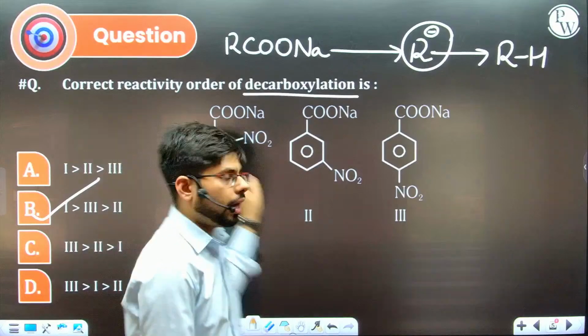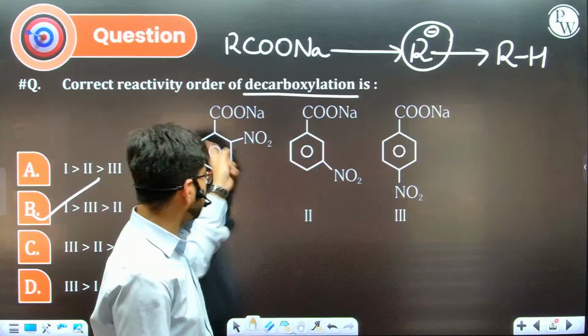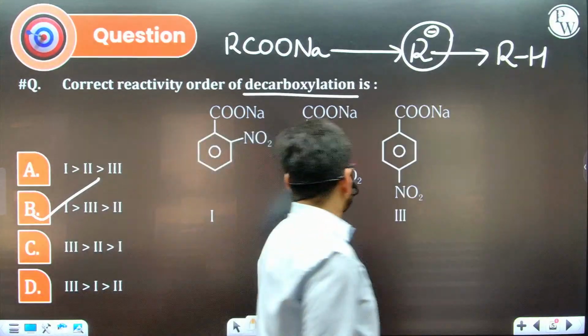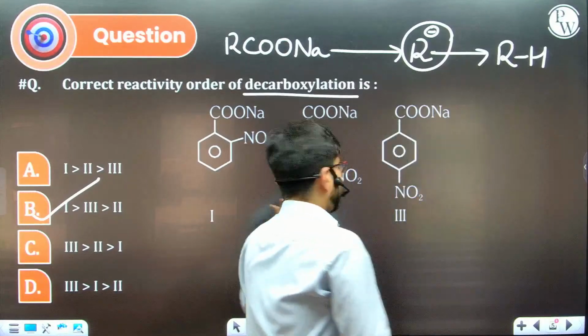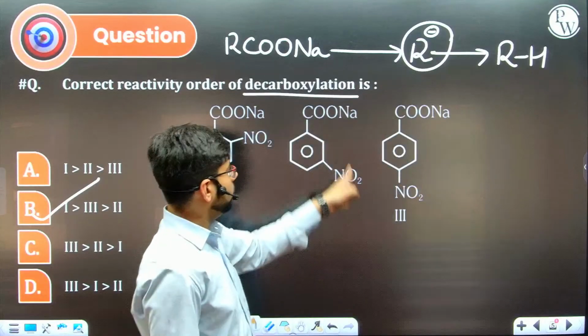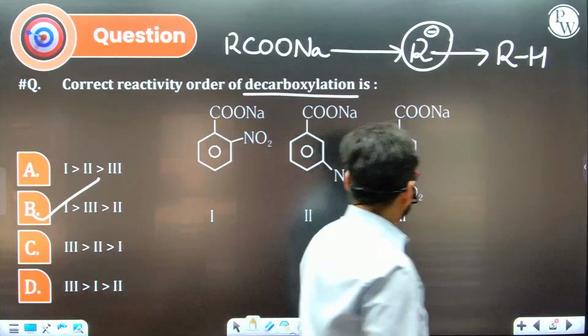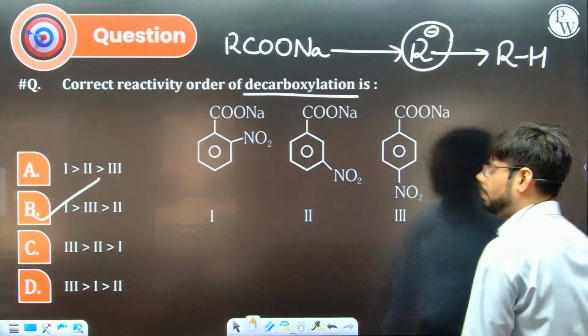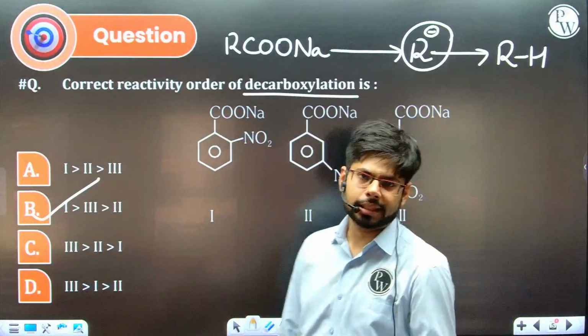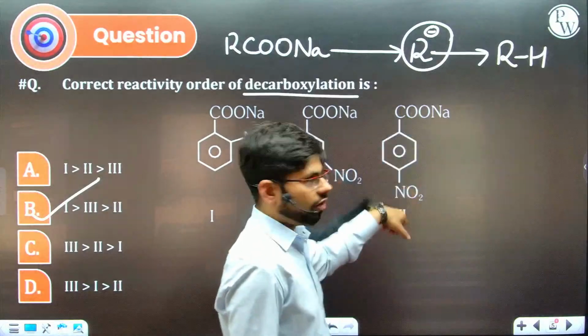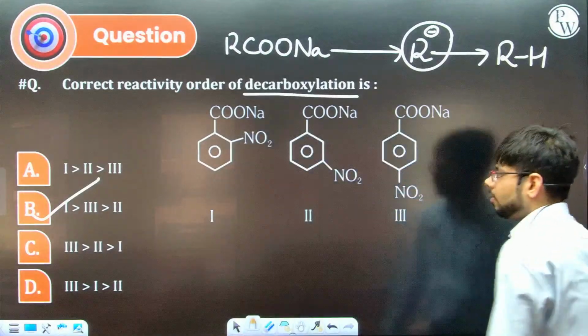Because in 1 minus I will also be very strong because of small distance. In 2, there is no minus M of NO2. Again, I'm repeating because NO2 is at meta position. In 3, there will be minus M, but minus I will be very less because NO2 is very far from this CO group. Okay.